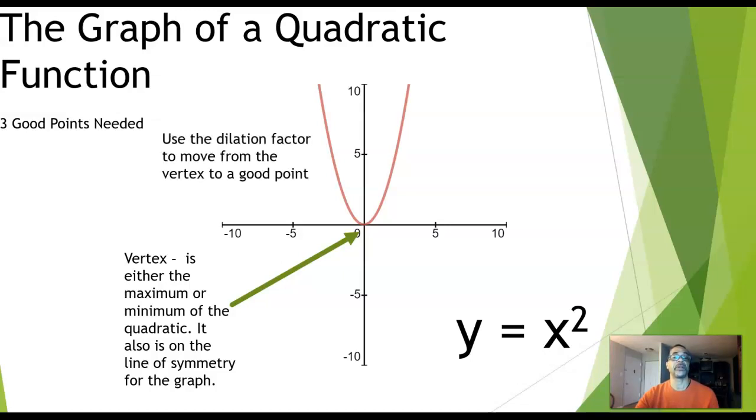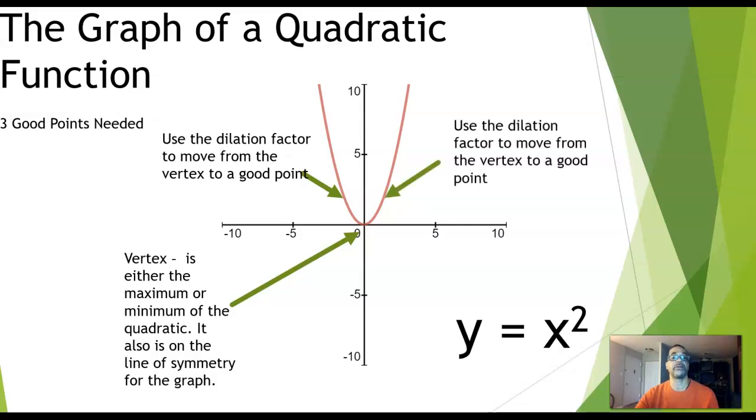The second point that we're going to look at is from the dilation factor. Using that in the parent function, we know that a is equal to 1, so that means if we move 1 to the left, we have to move 1 up because of the square. So negative 1 squared would be equal to 1. We're also going to find a third point by moving 1 space to the right. So x is equal to 1, and 1 squared will give us an output of 1. So there's a second good point on the parent function.